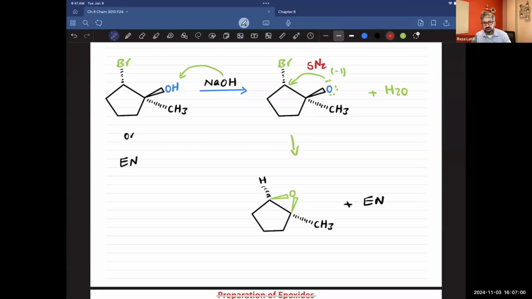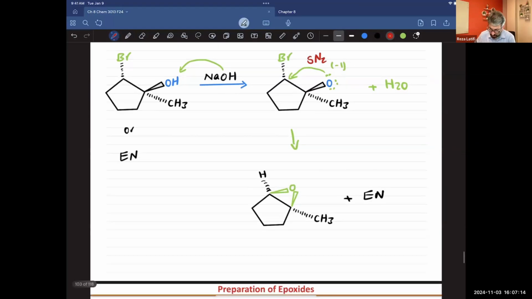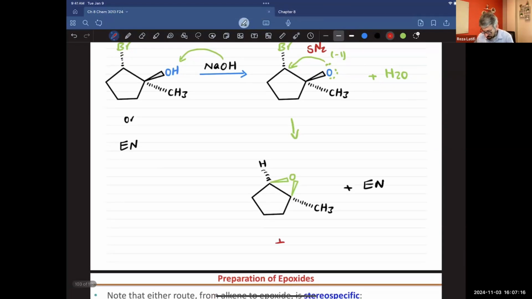So this is going to be one of our products, with the oxygen sitting on the top and the bromide having left the system, and we also get an enantiomer of this compound. So technically we get two enantiomers. And don't forget that you do have sodium from the starting compound, and we also lost bromide. These two will find each other and turn into sodium bromide. Okay, so this is the second method of preparing an epoxide.